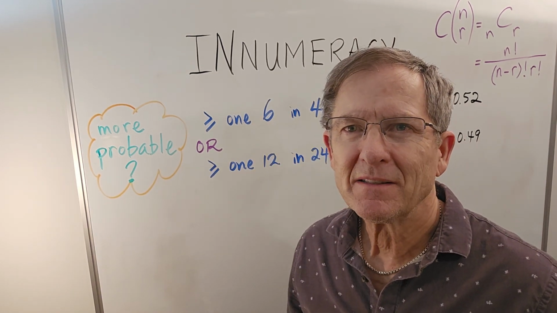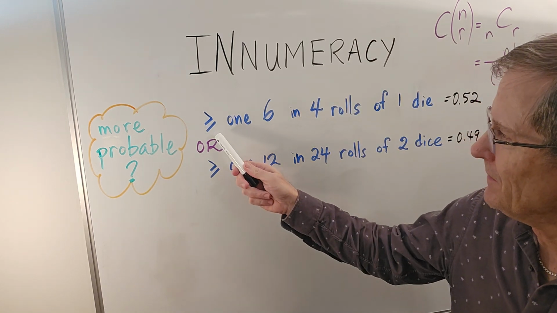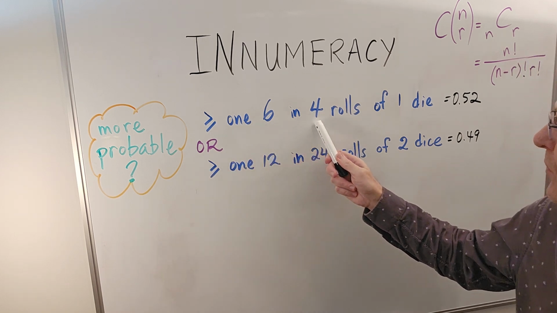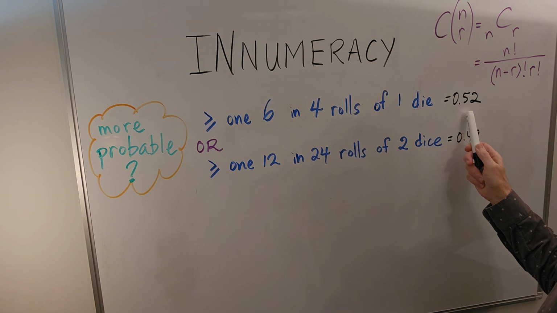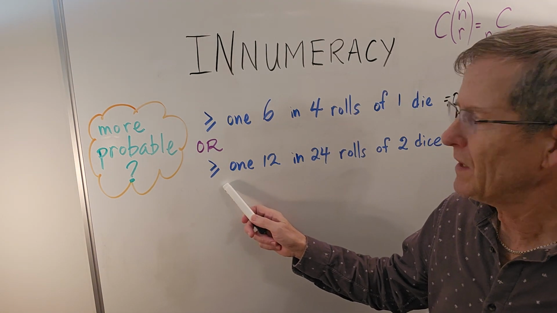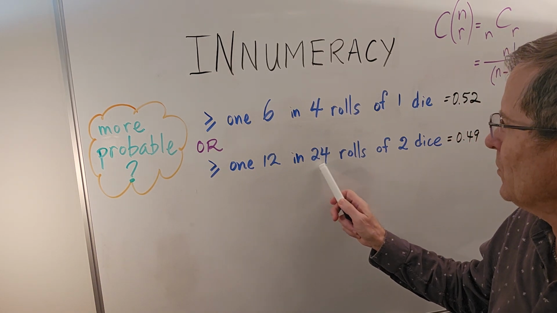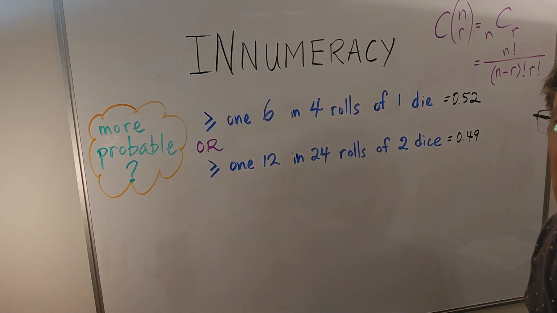Okay, as promised, in this video we're going to calculate the probability that you get at least one 6 in 4 rolls of one die, which we calculated to be 52%, or the probability of getting at least one 12, 2 sixes, in 24 rolls of 2 dice, which we calculated to be 0.49 or 49%.